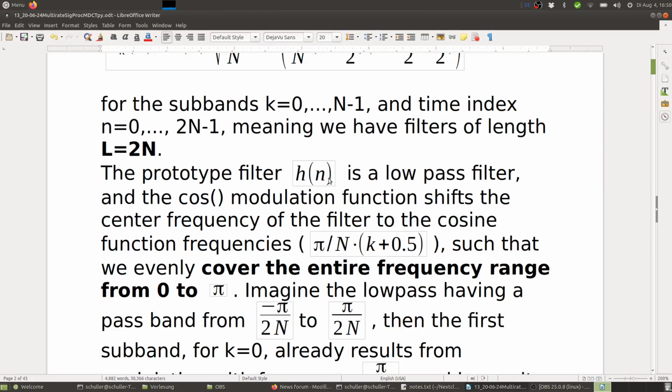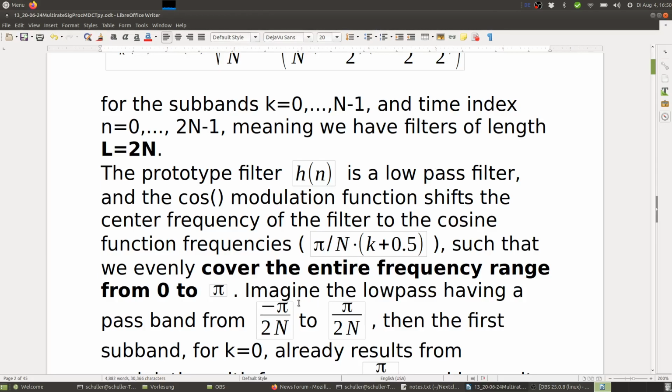So the prototype filter h(n) is a low-pass filter, and the cosine modulation function shifts the center frequency of the filter to the cosine function frequencies, which is pi over N times (k plus 0.5). So these will be the center frequencies of our bandpass filters, such that we evenly cover the entire frequency range from 0 to pi. So k goes from 0 to N minus 1, and this allows us to evenly cover the entire frequency range from 0 to pi. Right, here pi is divided in N pieces.